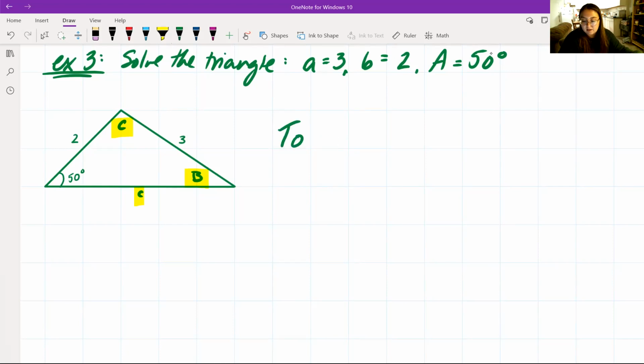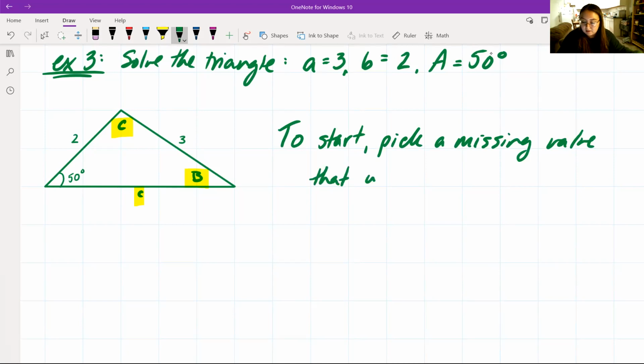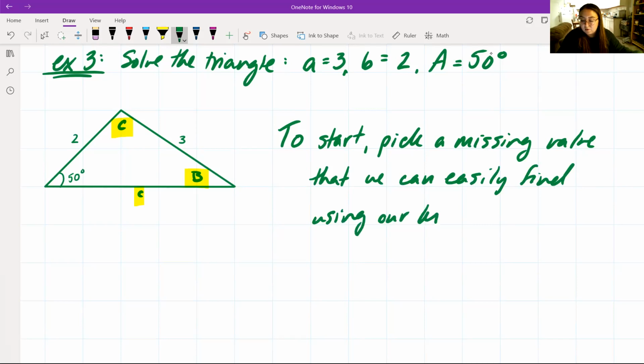To start, you just want to pick a missing value. We can easily find it using our known values. So we know lowercase a, we know uppercase A, we know lowercase b. Since we already know lowercase b, we can easily find uppercase B, which would then lead us to finding uppercase C, which then allows us to find our side length lowercase c.